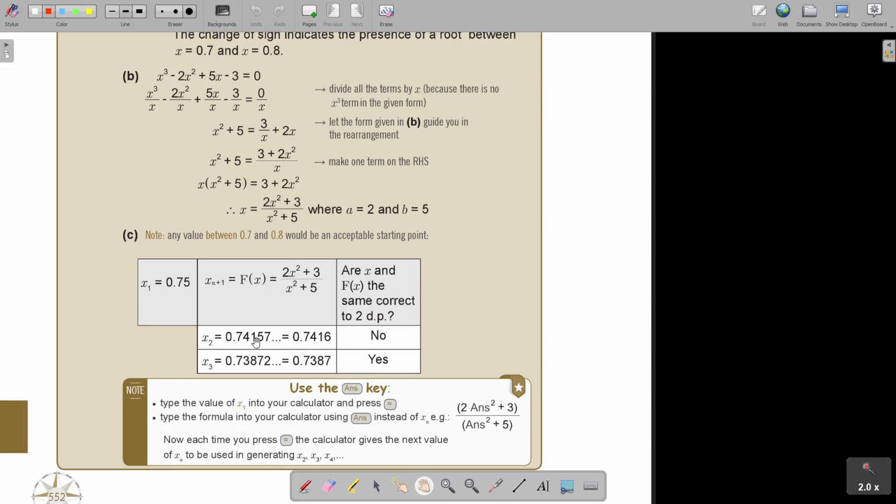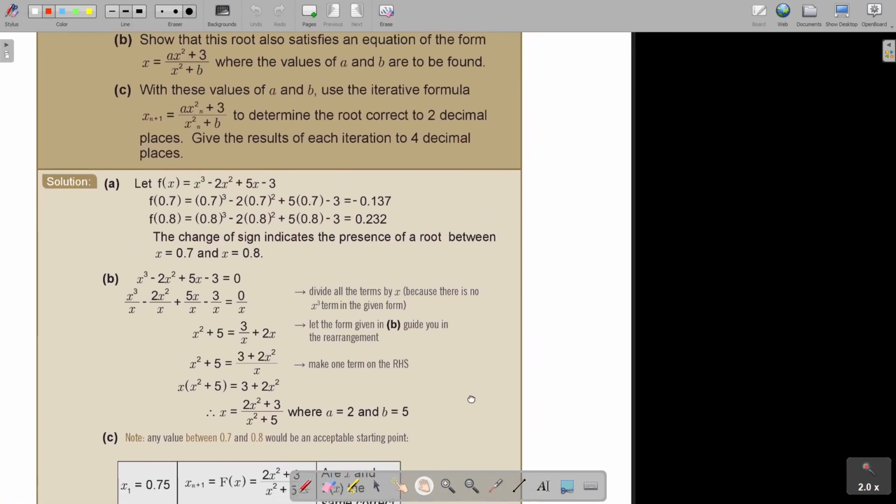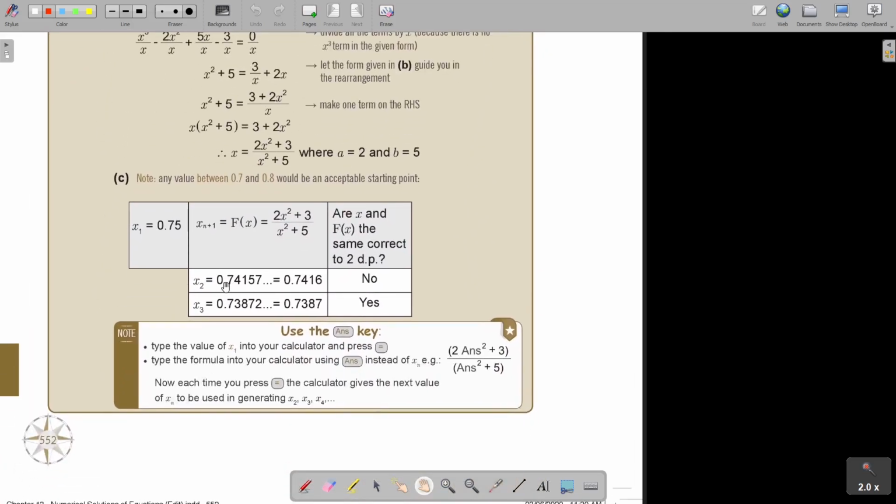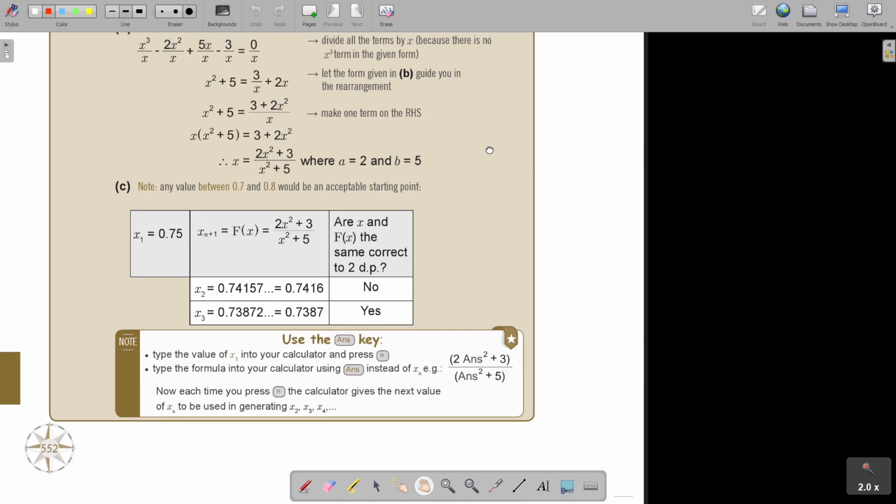And then just make sure, if they say correct to 4 decimal places, you approximate it to 4 decimal places. Okay, there it is. So you can write it down and then approximate. Then just by pressing equals, you will get the second one. And as soon as you approximate it to, again, 4 decimal places, I get 0.7387.